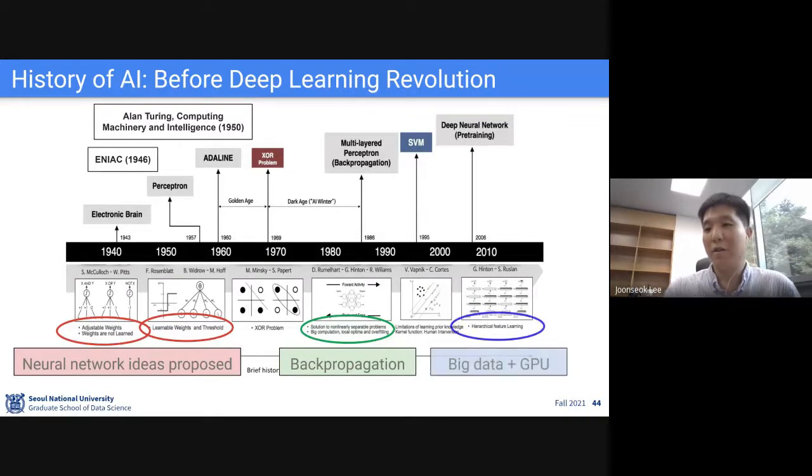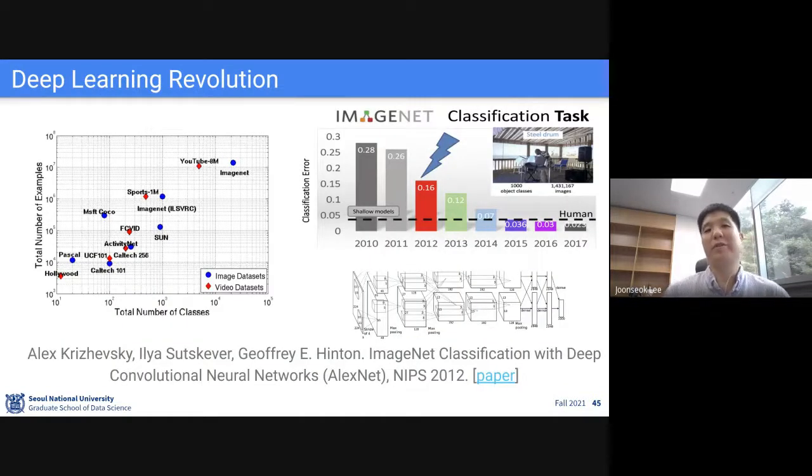Then around 2010, we had bigger data from the internet and hardware accelerators like GPUs. Now we were actually ready to train these neural network ideas on real-world datasets at scale. And that brought the deep learning revolution in 2012.